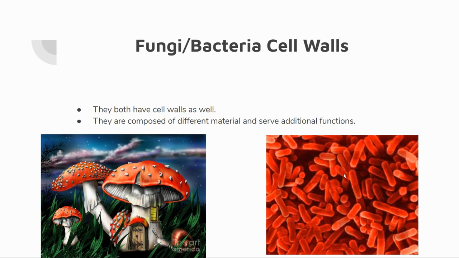So fungi and bacterial cell walls, both of these have cell walls as well. As I said, there's a few bacteria that also have cell walls. They're composed of different material and they serve additional functions. So with bacteria, the cell wall will give it the gram-positive, gram-negative characteristics, which we won't talk about much in this class. But if you move on to upper level biology classes or move into veterinarian science classes, you definitely will talk about the gram-positive, gram-negative characteristics.